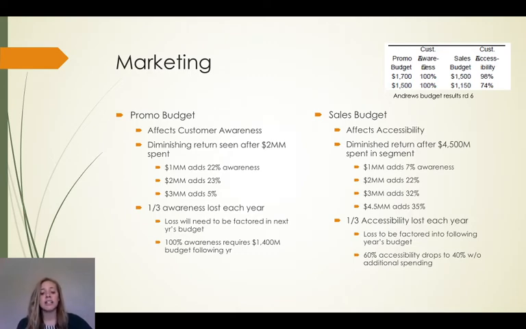Again, accessibility was lost each year, so 1/3 of it was lost. And for an example, if you had 60% accessibility in one round, the following round you would drop to 40% if you did not add any more or change the budget at all, or did not spend any.